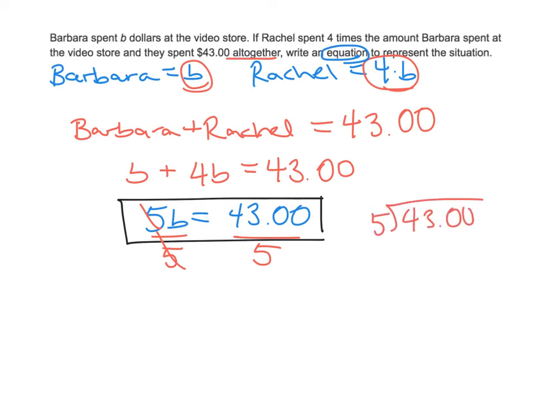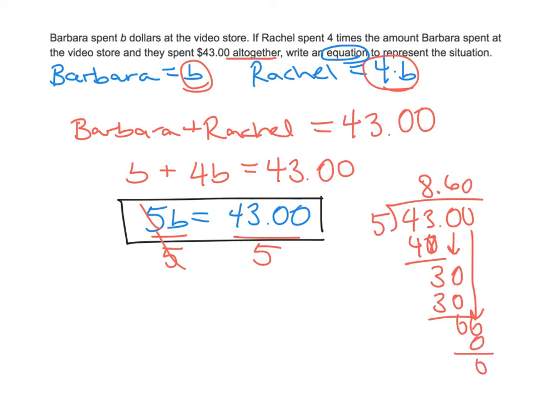divided by 5. Now 5 goes into 43 8 times. 8 times 5 is 40. That leaves me 3 left over. 6 times 5 is 30, which leaves me nothing left. And that's it. Okay. So in other words, what we're saying is that Barbara spent $8.60. And then if I wanted to figure out Rachel's, I could simply take $8.60 and multiply by 4.